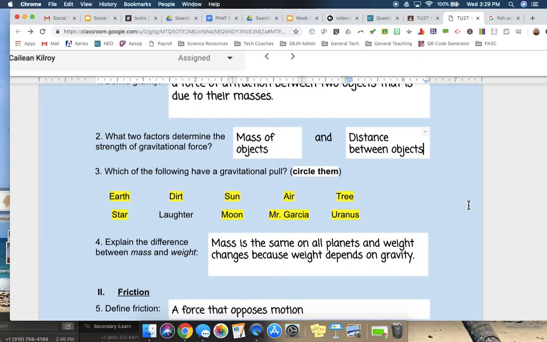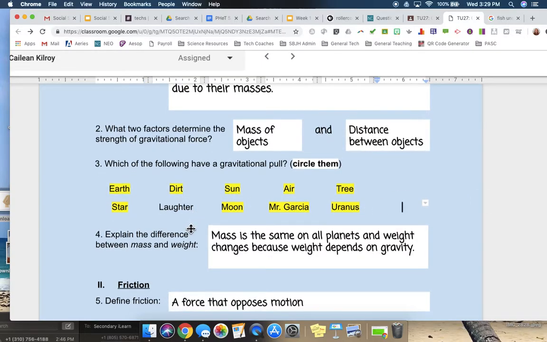Gravity also has to do with the distance between two objects. So when things get closer together, they've got a greater gravitational force. And everything that has mass has a gravitational pull. So the only thing on here that does not have a gravitational pull is laughter. But otherwise, the Earth, dirt, sun, air, trees, stars, moon, Mr. Garcia, and Uranus, they all have mass. Therefore, they all have gravity.